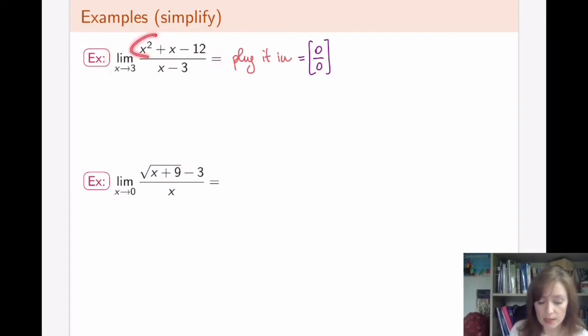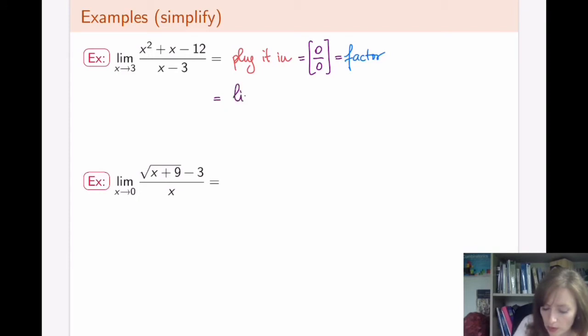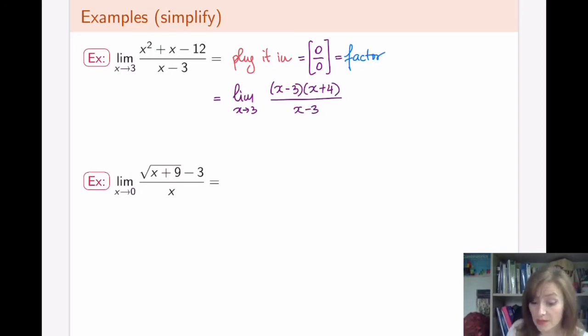I can see that the top I can probably factor out. So let's try that. So we're going to try to factor. And what are we going to get? If the limit stays there, because we haven't computed yet, the top factoring out gives us x minus 3, x plus 4, and the bottom stays x minus 3. Well, this is fantastic news, because now I can cancel out the x minus 3's.